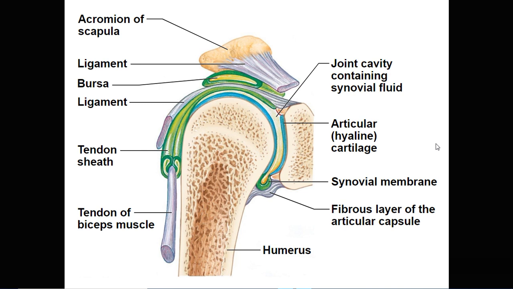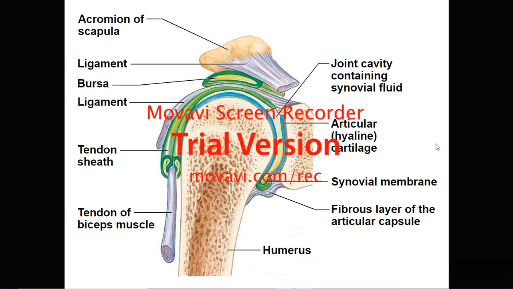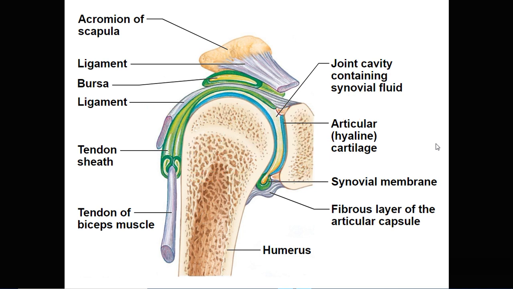So again, this figure is showing you two features that are often associated with synovial joints, but aren't technically a part of a synovial joint, but a lot of times are associated with them, which is bursa and tendon sheath.